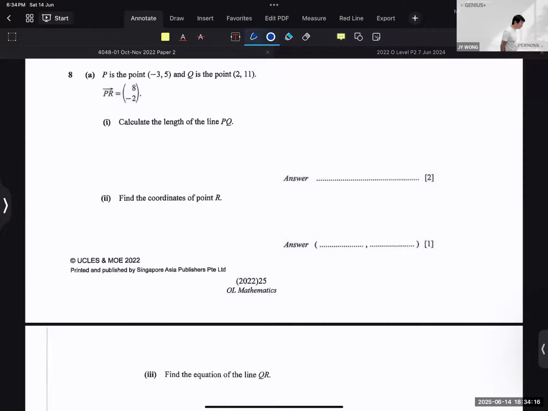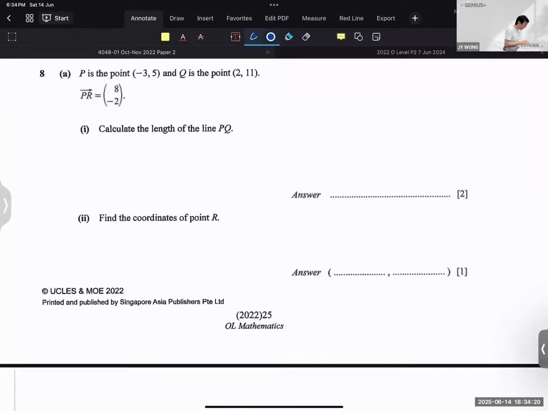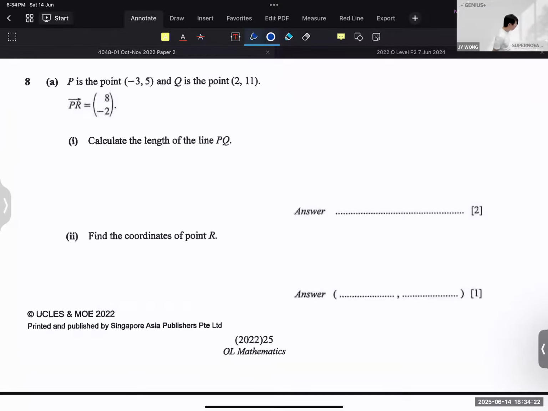Question 8, vectors question. First part of the question is very straightforward. Second part of the question is there. As you know, all the past few vectors questions are all blah. Correct? No? Life goes on.